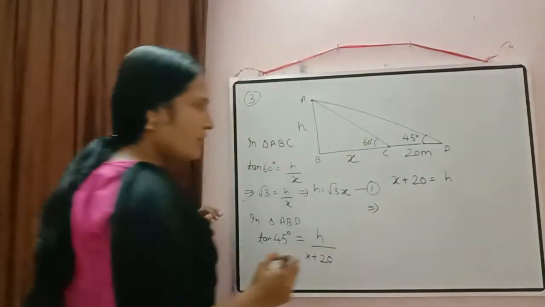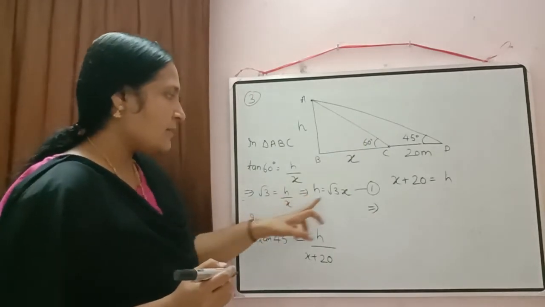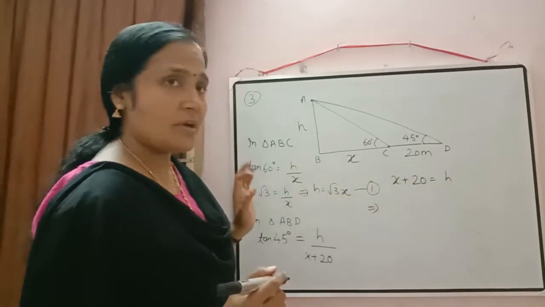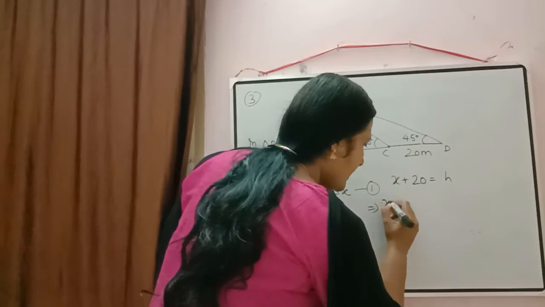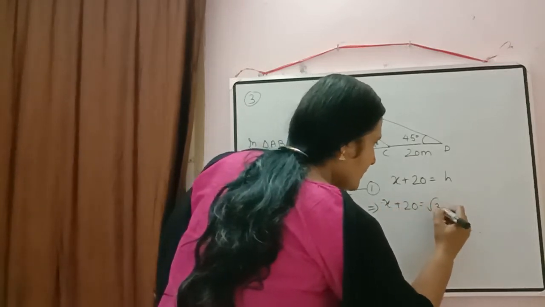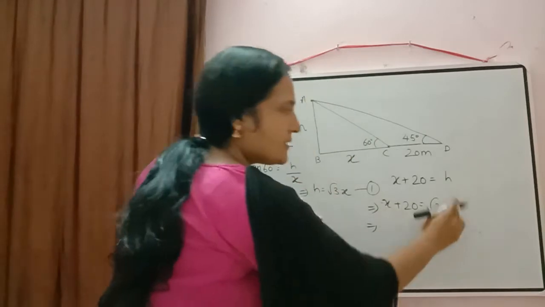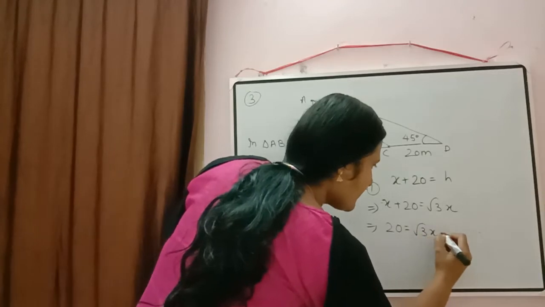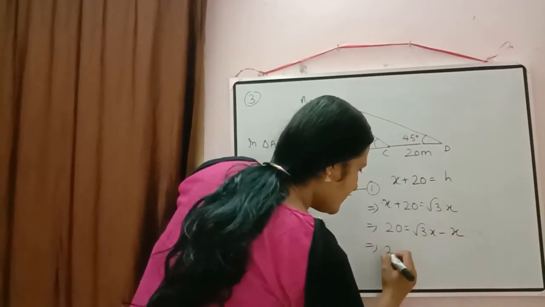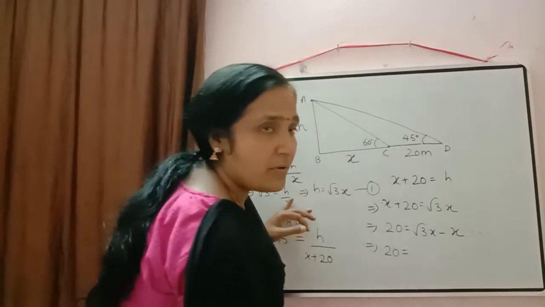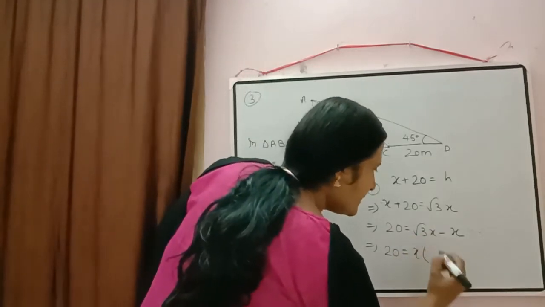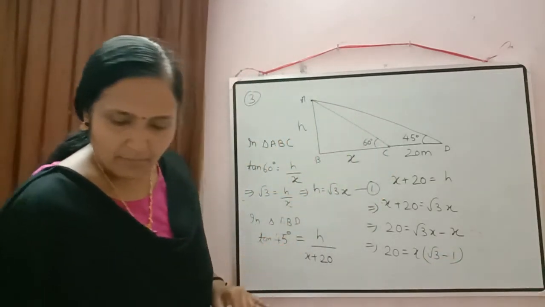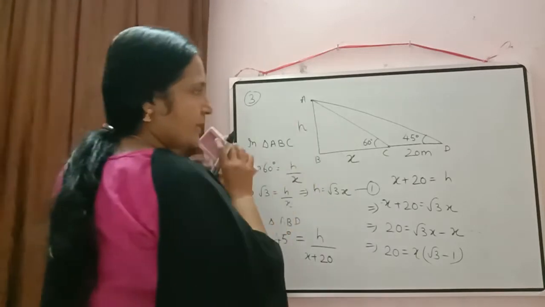Now what can we do? From the first equation, we can substitute h is equal to root 3x. So in place of h, I am going to substitute root 3x. Then we will get x plus 20 is equal to root 3x. Now x I am shifting to the right hand side. Then we will get 20 is equal to root 3x minus x. So 20 is equal to, we will take x common. Then inside the bracket what will remain? Root 3 minus 1. Now root 3 minus 1 I am shifting to the left hand side.